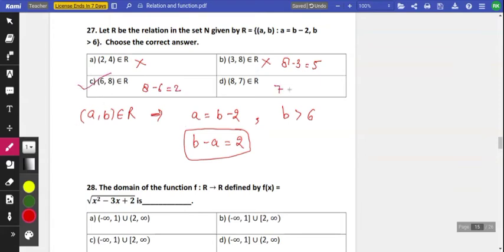And this B minus A is equal to minus 1, so we can easily eliminate option D. So the correct answer is option C.